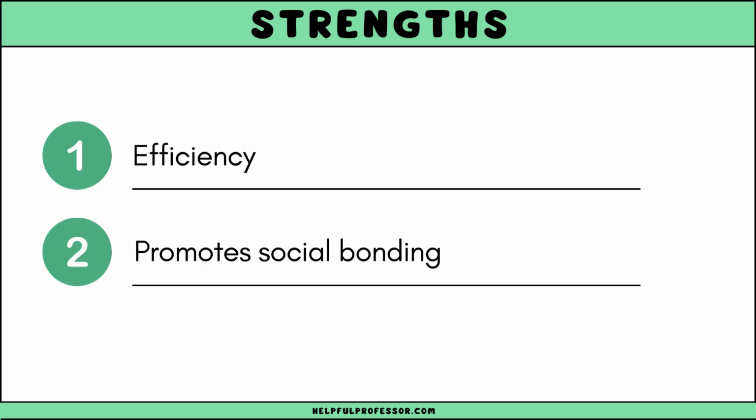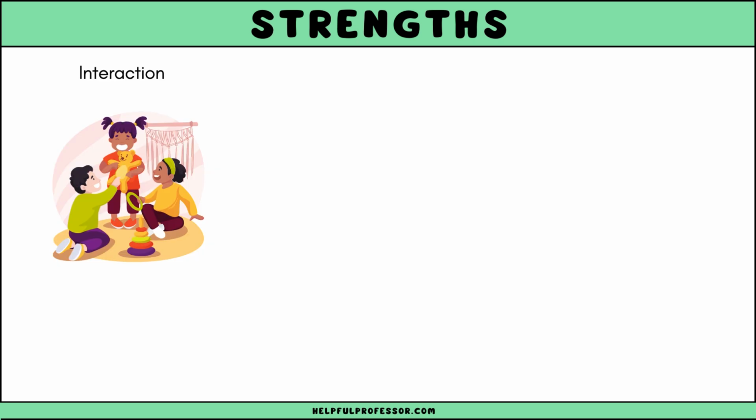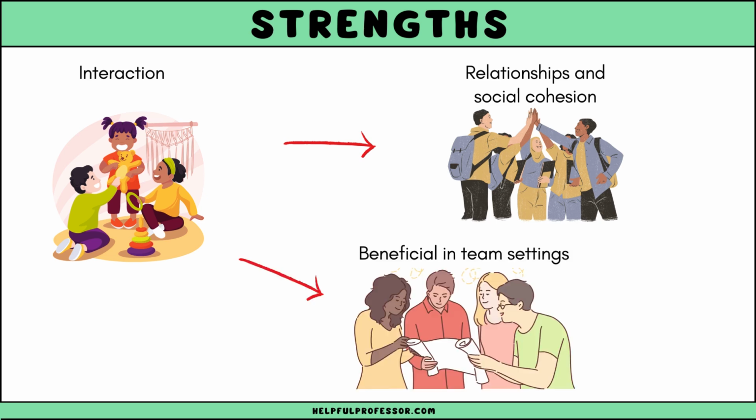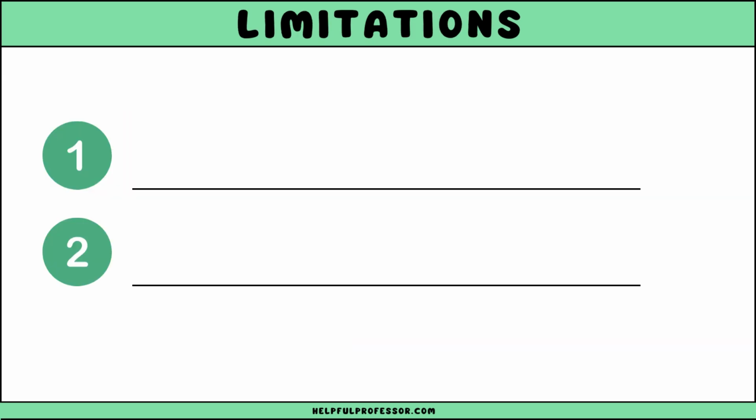When individuals engage in observational learning, they often interact with their models, fostering relationships and social cohesion. This is particularly beneficial in team settings where collaboration and communication are essential. However, observational learning has limitations.